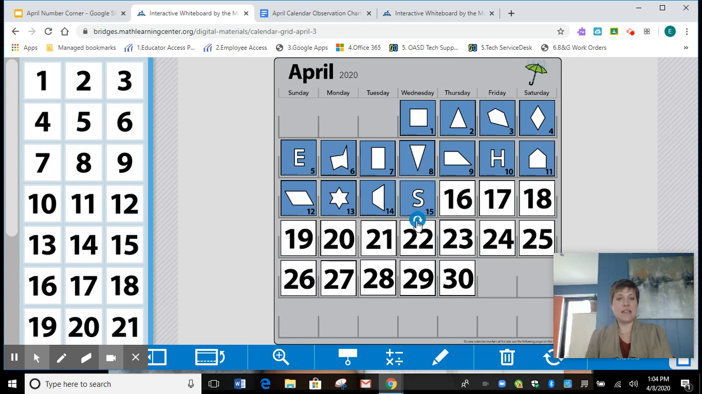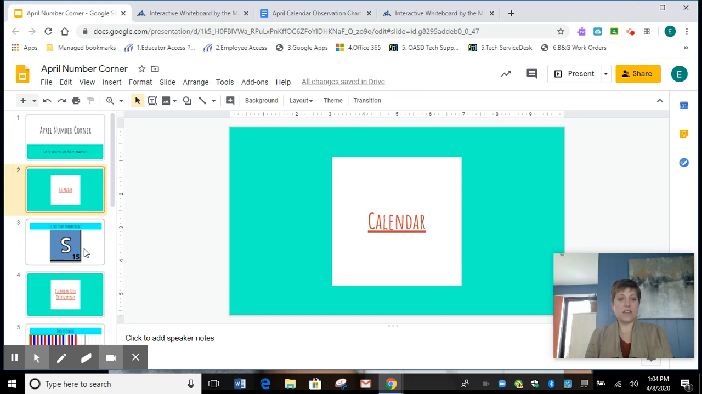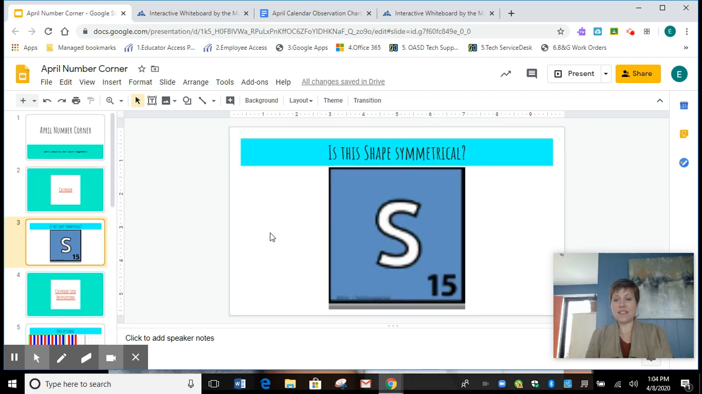Today, we're seeing another letter. We're seeing the letter S. Let's go take a closer look at this letter and decide, is this symmetrical? We're going to start by dividing it vertically. Does this side match up with that side? No, those two pieces don't look the same. So it's not symmetrical if I divide it in half that way.